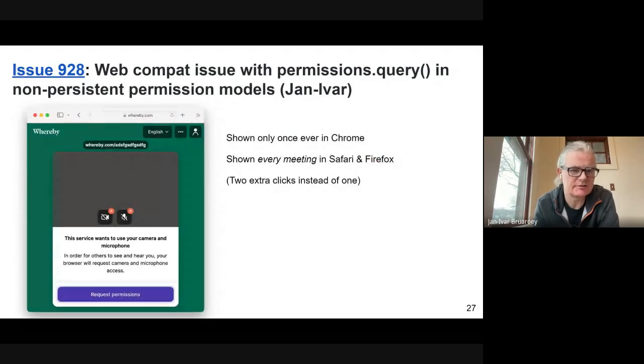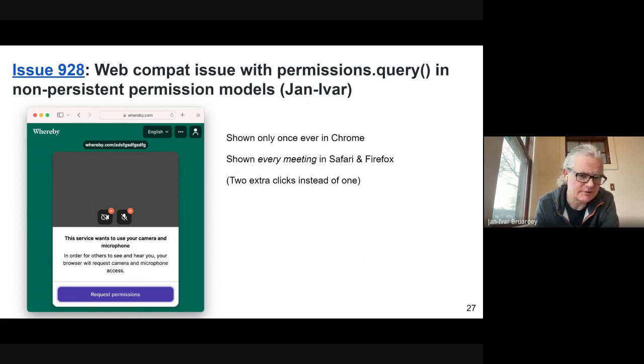Right, so here's the second issue I promised. There's also an issue with permissions query, and this happens for non-persistent permission models. So this would be Safari and Firefox. And I had to pick on a particular service here because each service has different UX. In this case, this is whereby.com.